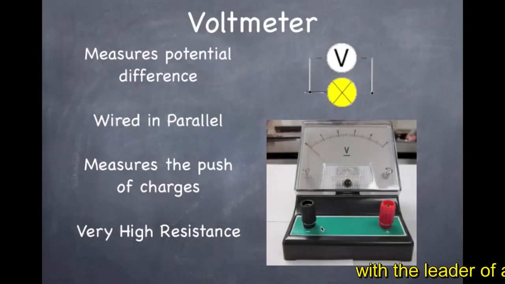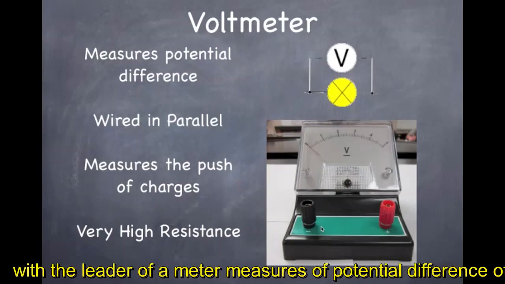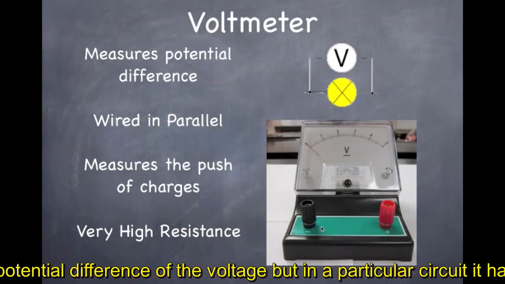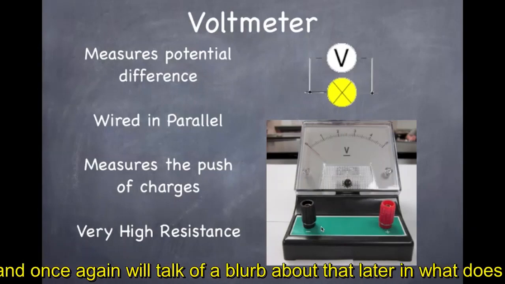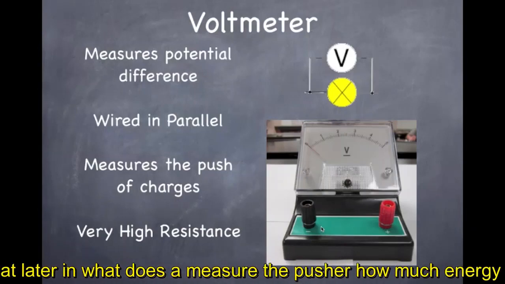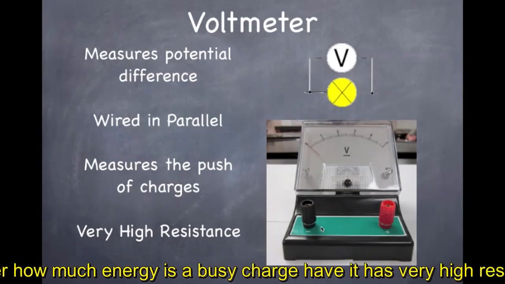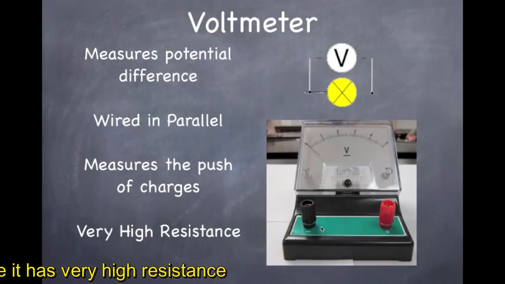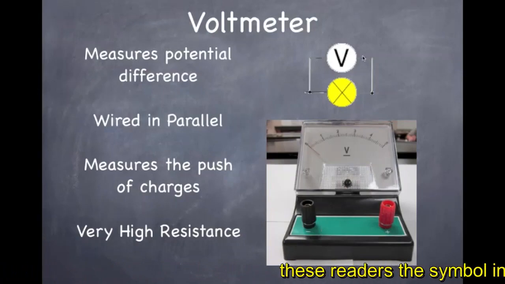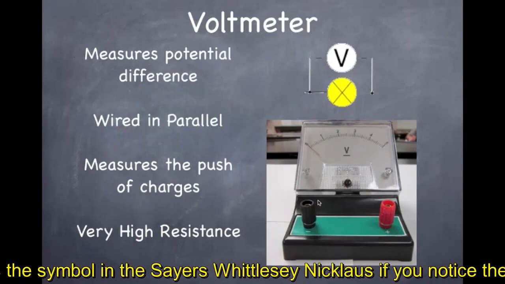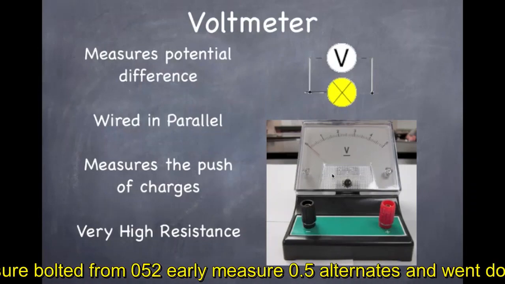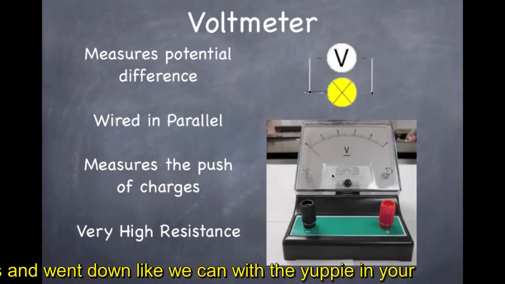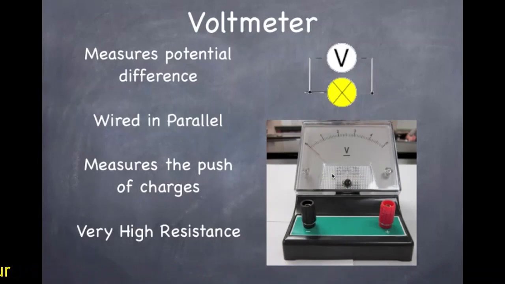The voltmeter. A voltmeter measures the potential difference, or the voltage, in a particular circuit. It has to be wired in parallel, and once again, we'll talk a little bit more about that later. What it does is it measures the push, or how much energy each charge has. And it has very, very high resistance. This right here is the symbol, and this right here is what you'll see in the class. If you notice, there are just two knobs. We can measure voltage from 0 to 5. You can't really measure 0.5 volts or anything like that like we can with the ammeter.